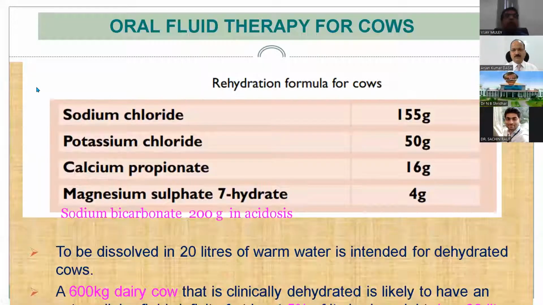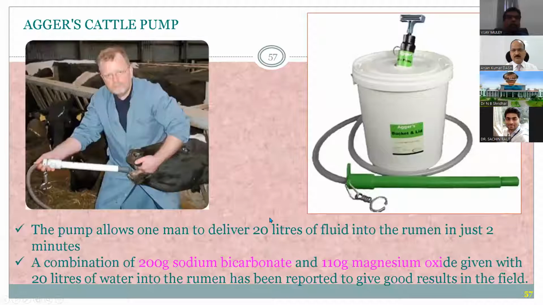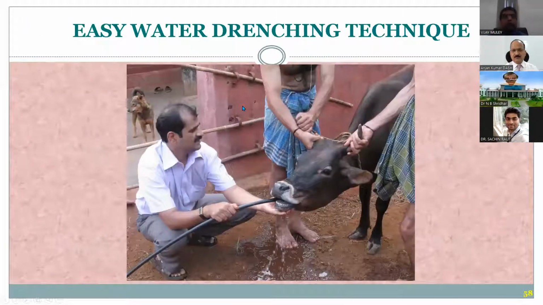So in this formula, you can add the sodium bicarbonate, especially in case of acidosis, and administer it through the Ager's cattle pump. And of course, this is one of the easy water drenching techniques, especially whenever the animal is suffering from acidity or plant toxicity, and many other toxicities. This is one of the best methods.